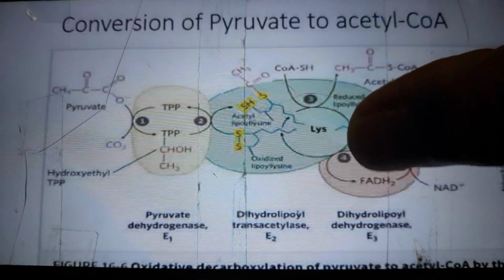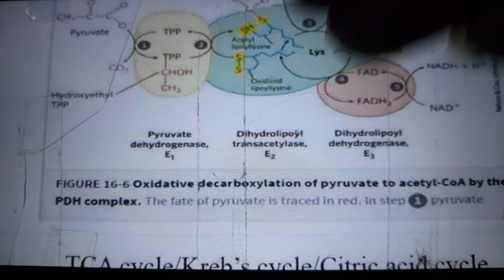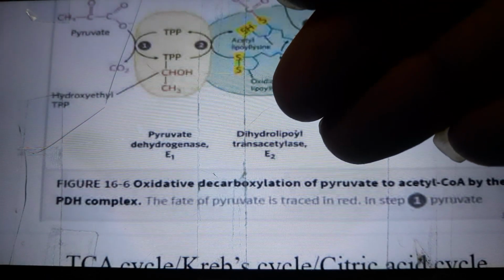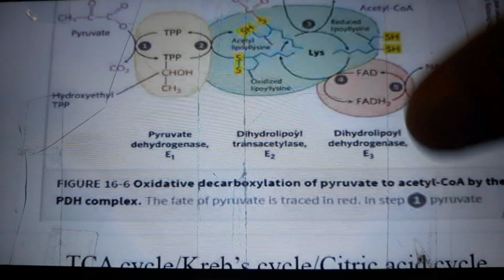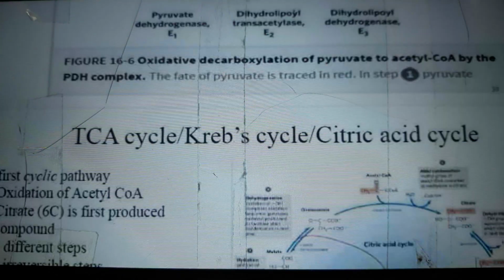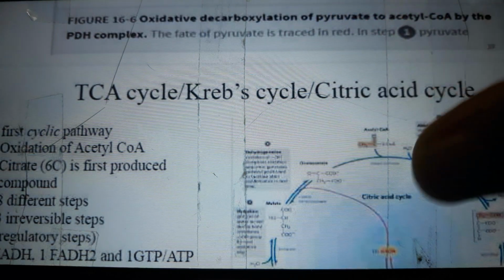Conversion of pyruvate to acetyl-CoA. This is the diagram for that: pyruvate dehydrogenase E1, dihydrolipoyl transacetylase E2, and dihydrolipoyl dehydrogenase E3. So, oxidative decarboxylation of pyruvate to acetyl-CoA by the PDH complex. The path of pyruvate is traced in red, starting at step 1, pyruvate.